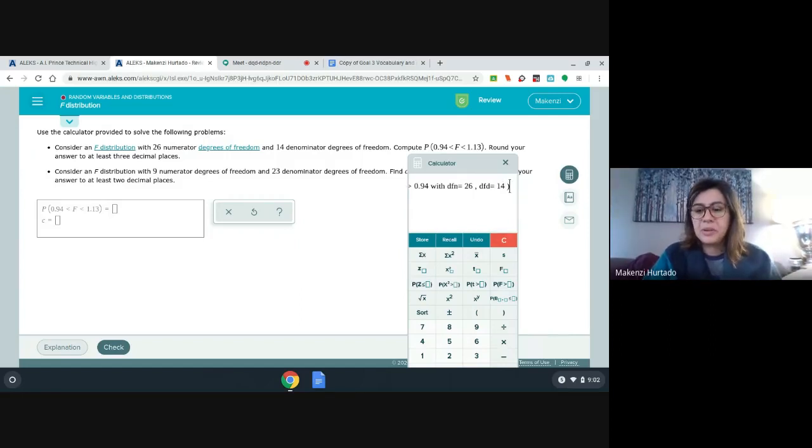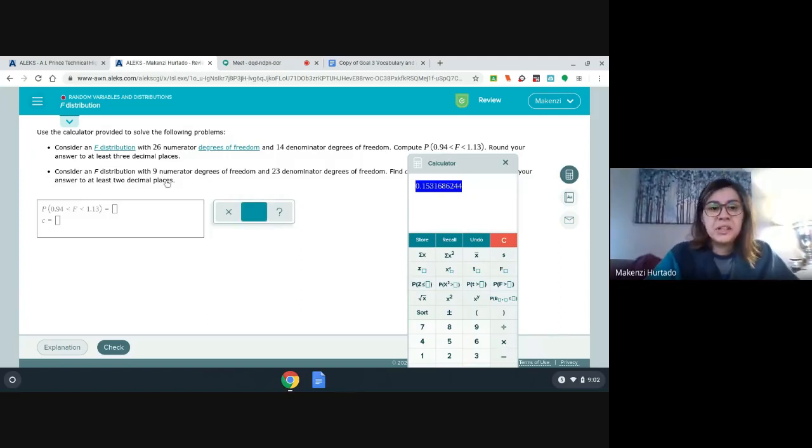I get out of the parentheses and then I push subtract. I push the P again. And now I do my upper bound of 1.13. Again, with the numerator of 26 and denominator of 14. Press enter and round to 3 decimal places, 153 with a 1 after it, so it stays 153.